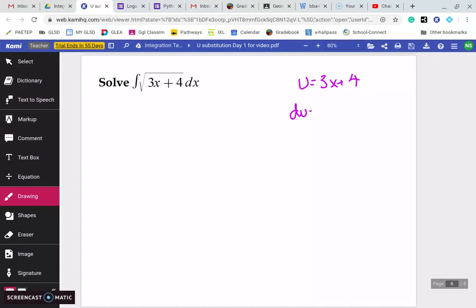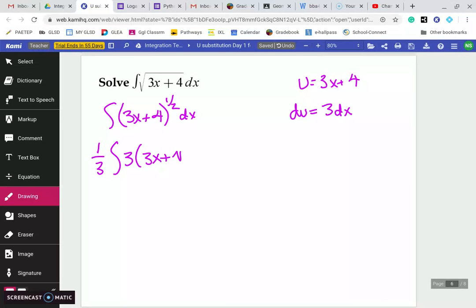So when I take the derivative, du is 3dx. Now first, I'm just going to rewrite my square root to be 3x plus 4 to the 1/2. Okay, and now I need a 3 on the outside, and I don't have that. So I'm going to put 1/3 on the outside, 3 on the inside. It's a terrible 4, I apologize.